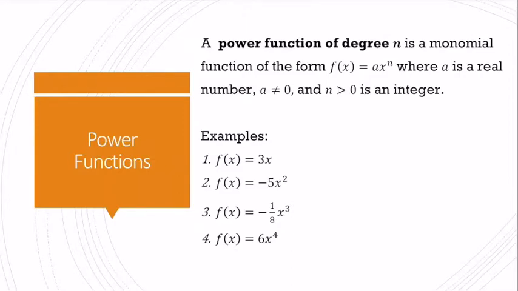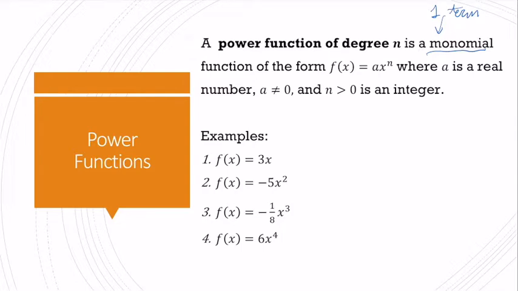A power function of degree n is a monomial, meaning it has only one term. And its function takes on the form f of x equals a x to the n, where a is a real number and n is greater than 0. So here's some examples of power functions.